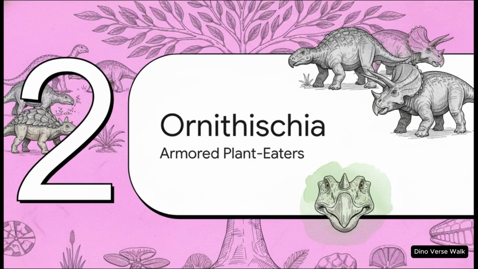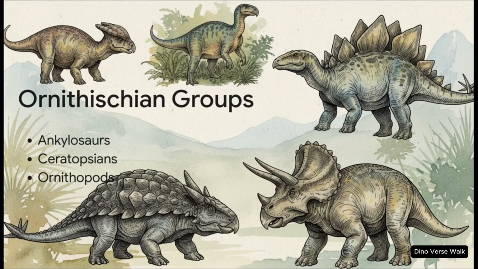Let's move on to the next major group, Ornithischia, the armored plant eaters. Now we're shifting over to the completely opposite side of that traditional tree, the ornithischians, or the bird-hipped dinosaurs. Unlike the lizard-hipped cousins we just talked about, almost every single ornithischian was a plant eater. Furthermore, all ornithischians shared a really specific special anatomical feature.